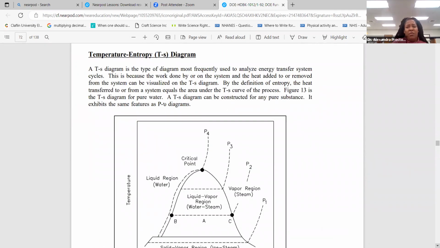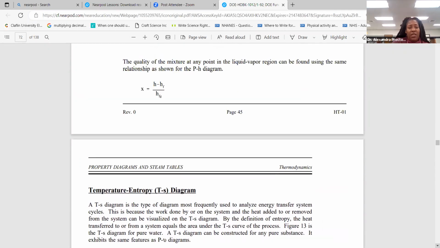Okay, so they didn't show you all the derivation or how they got x by itself with this equation here. They just showed you what the equation was. So hopefully you see that.